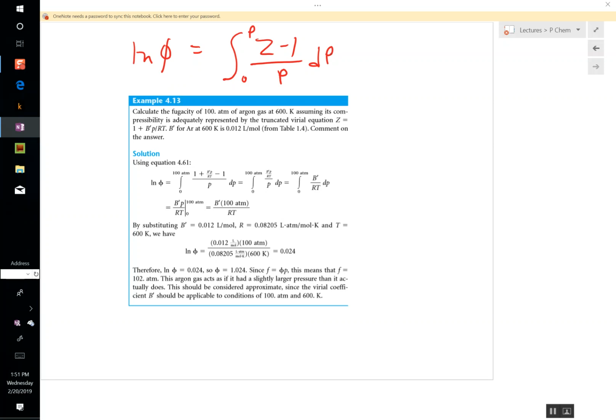Is that the pressure? No, the pressure is 100 atmospheres. But this real gas is appearing that under these conditions it would exert 102 atmospheres of pressure. It's off that much from what an ideal gas would.